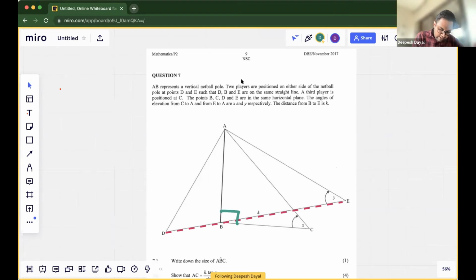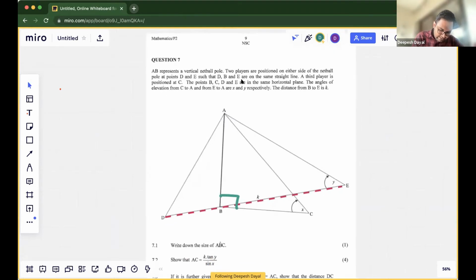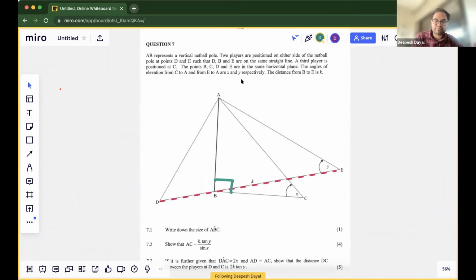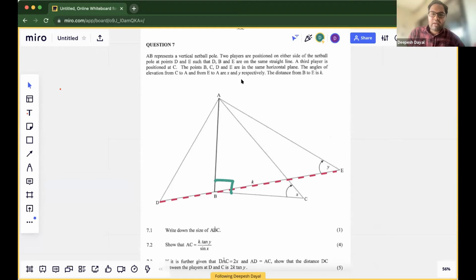Okay. And show that AC equals K tan Y over sine X. I think this is quite an important type of question, so I'm going to give you just a few minutes to try this. We want to find AC, K tan Y over sine X, right?